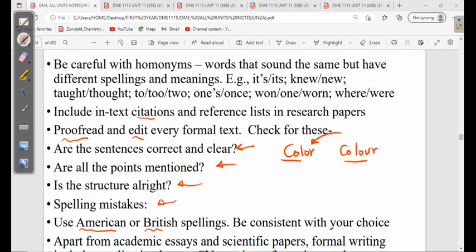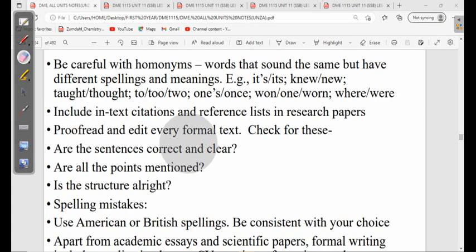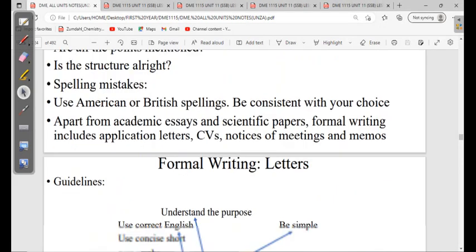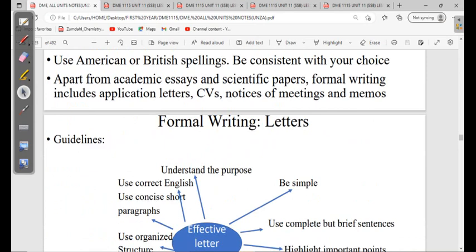In many cases, scientific papers, CVs, which is another name, notices of meetings, and generally when you are writing emails, or just some things that we need to follow.